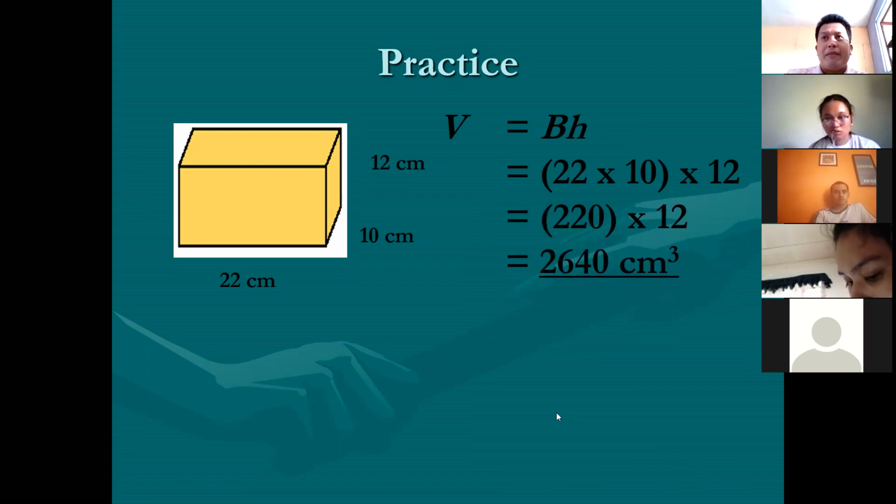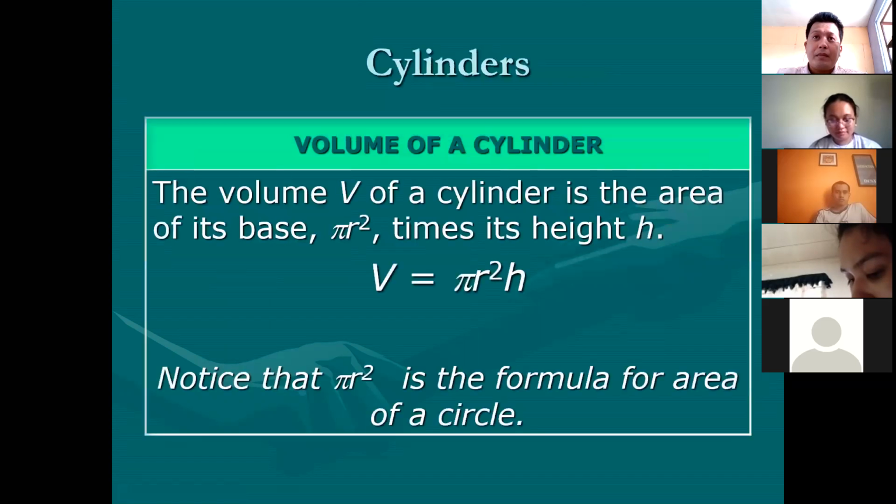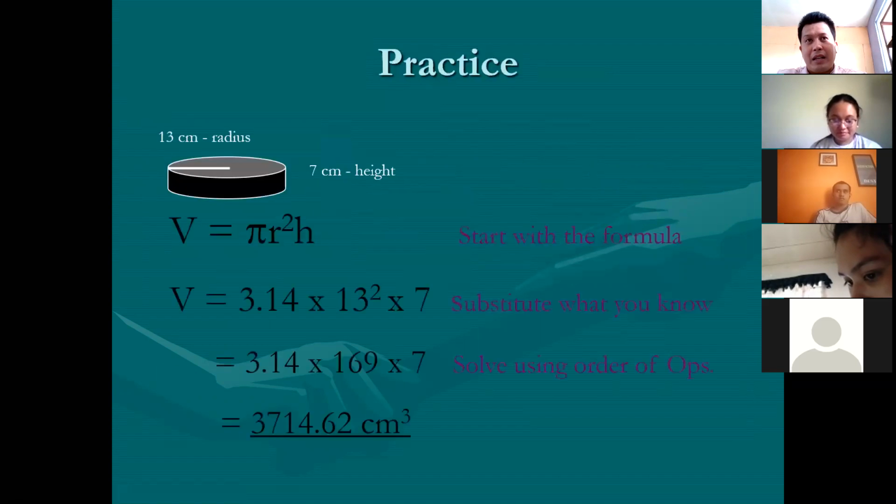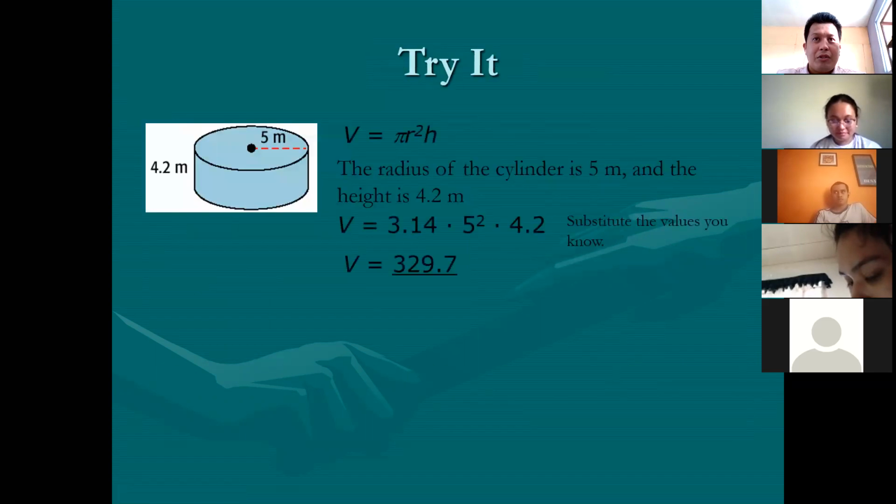But please be reminded, the answer will end with the unit cubic units or units cube, because we're now talking about volume. For cylinder, it's pi r squared h. Just simply square the radius and multiply it to the height. If you wish to change pi to 3.14, then you can as well. So this is the solution.